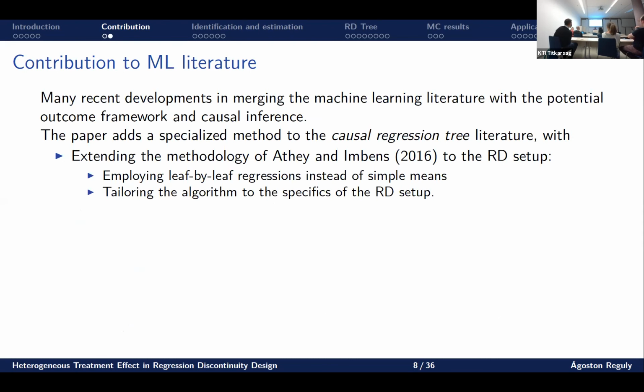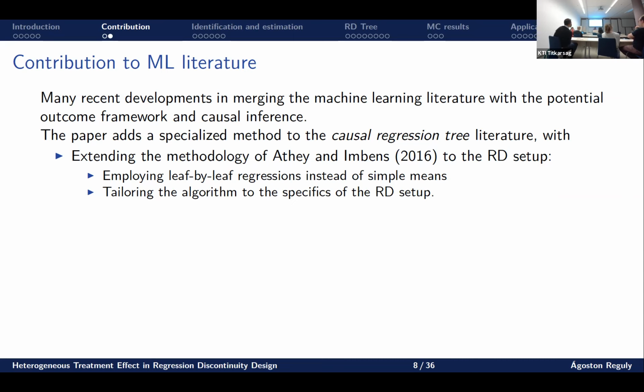Okay, the other literature is the machine learning literature, and there are many recent developments in this field. Top journals are publishing lots of machine learning methods with the potential outcome framework. And this paper adds a specialized method to the causal regression tree literature. I'm extending the methodology proposed by Athey and Imbens to the RDD setup.